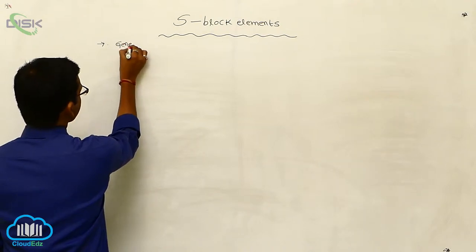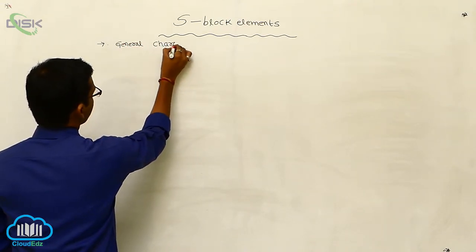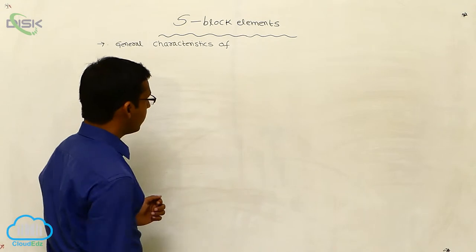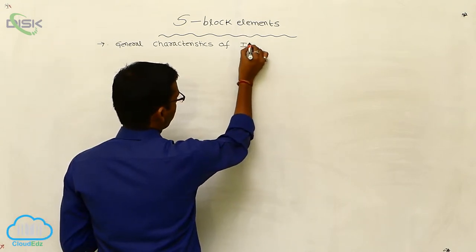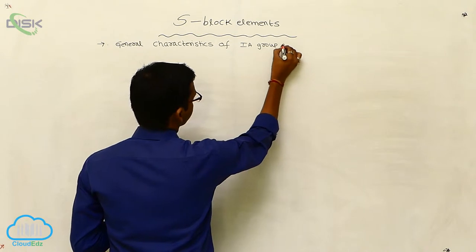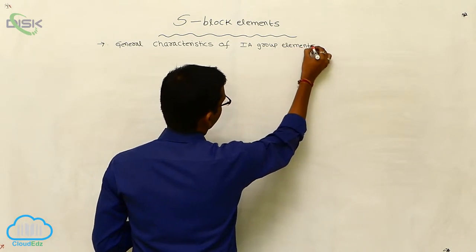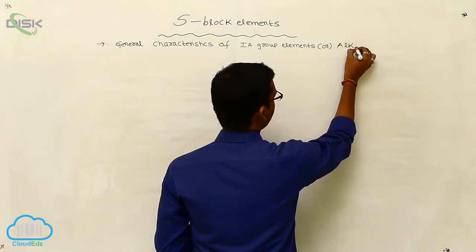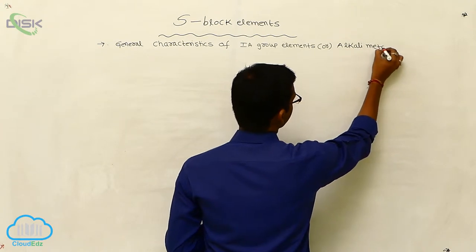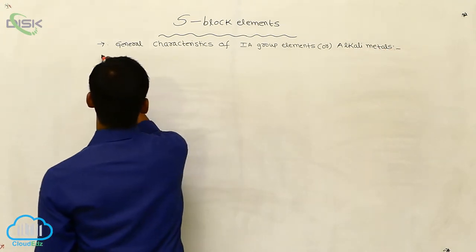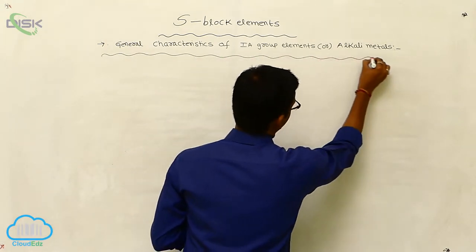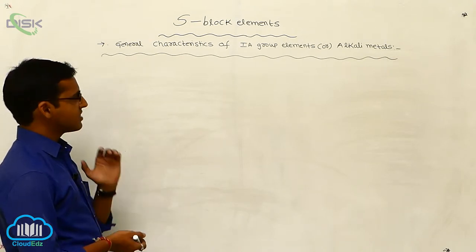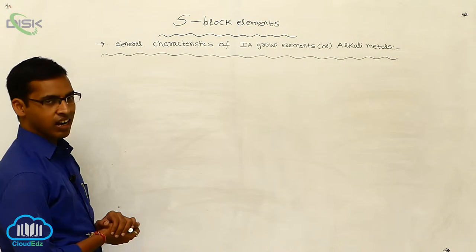General characteristics of first A group elements. These first A group elements are also called alkali metals. Now see here, the general characteristics or general properties of first A group elements, the alkali metals.